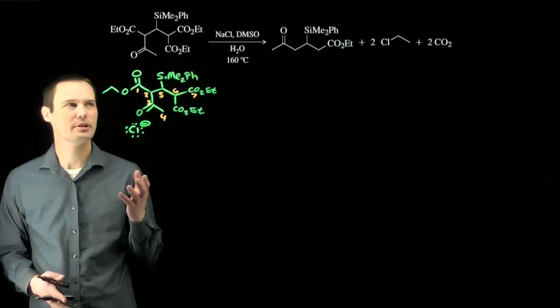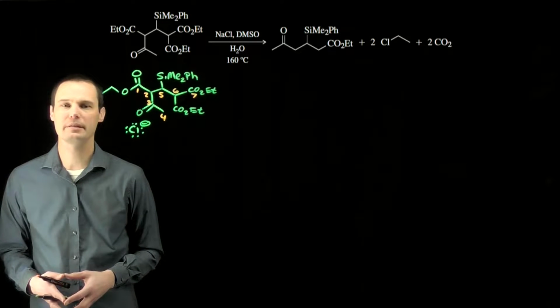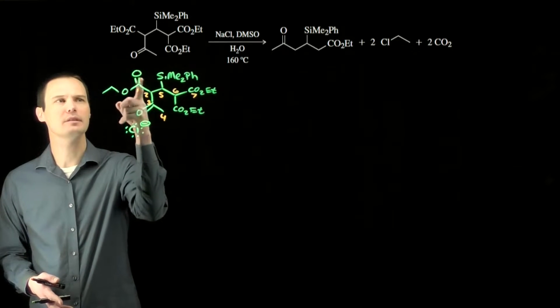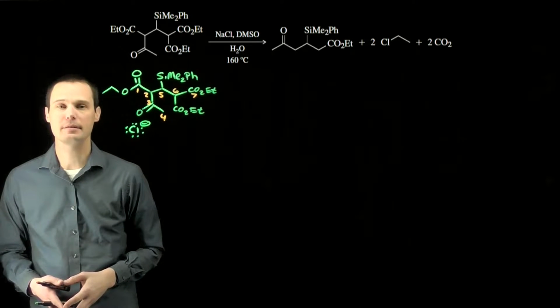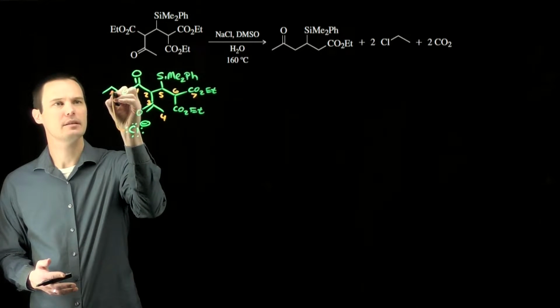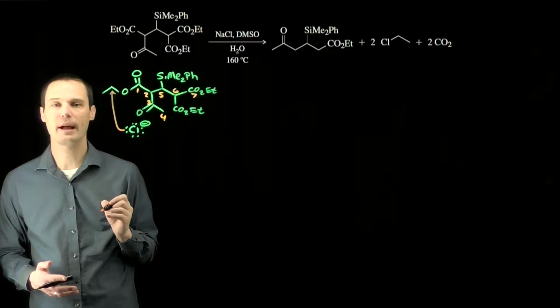This assessment asks us to predict a mechanism for this decarboxylation reaction. Our goal in this mechanism is to remove carbon dioxide using these esters and Cl- as a nucleophile. So the first step of this mechanism is going to be Cl- attacking the carbon of the ester alkoxy group.